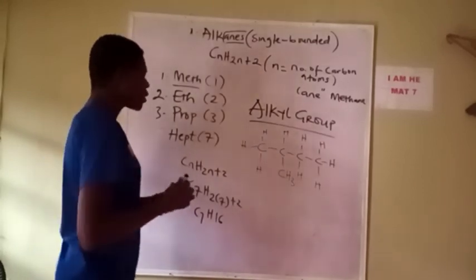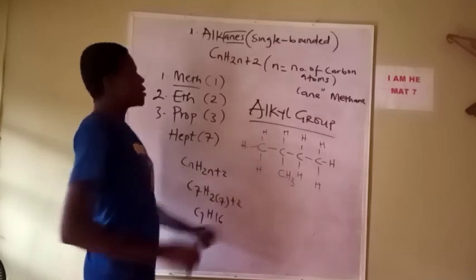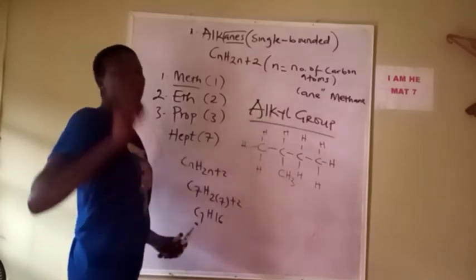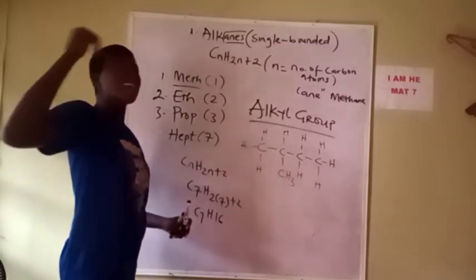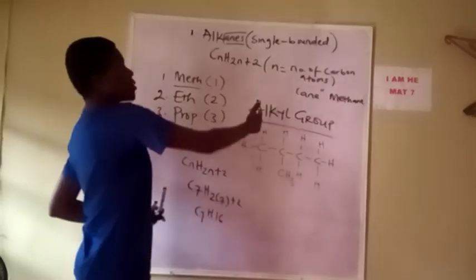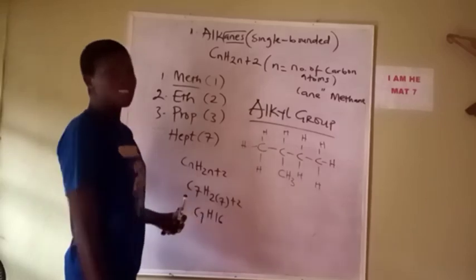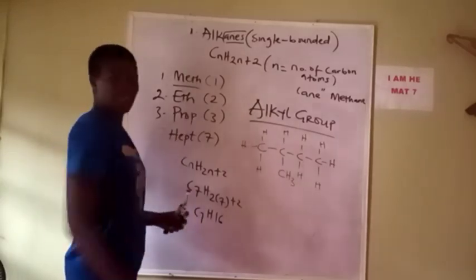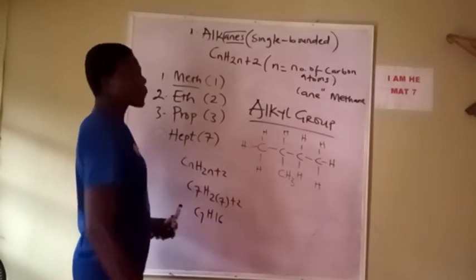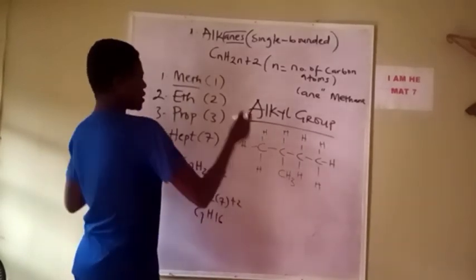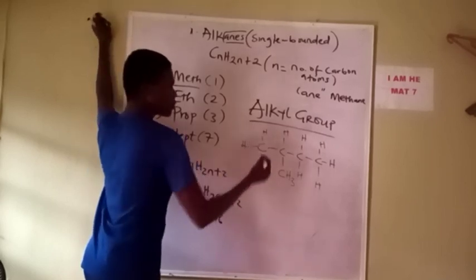Okay, so this is CH3, right? Now, like I said before, the alkyl group means what? When one hydrogen atom is removed from a particular organic compound, or more especially the alkane homologous series, or even the alkenes as well. Do you understand? Okay, so let's go into this. So this is carbon 1.